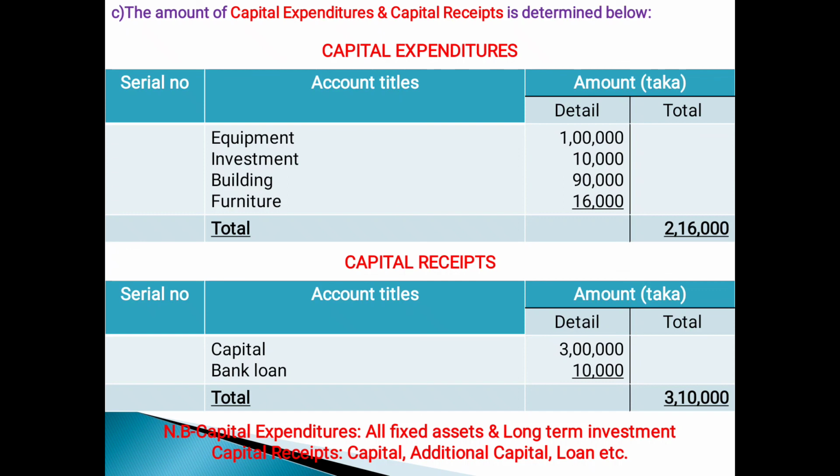Note this only for remembering. Capital expenditures: what are capital expenditures? Related to all fixed assets and long-term investment. I repeat again, capital expenditures means all fixed assets and long-term investment. What is capital receipt? Capital, additional capital, loan, etc. Dear students, I think you have understood.